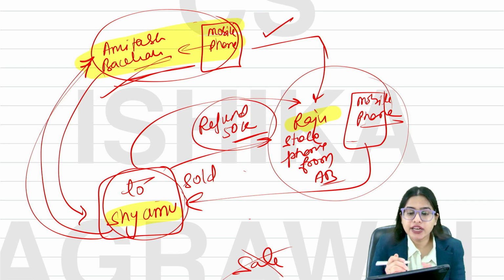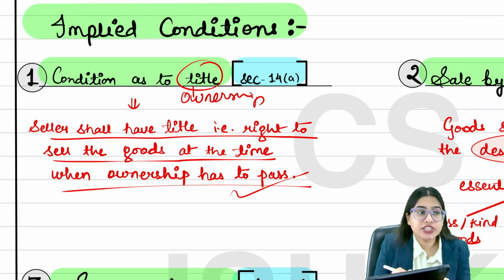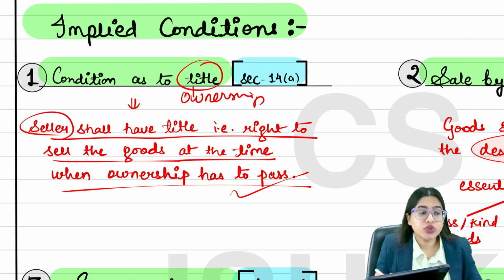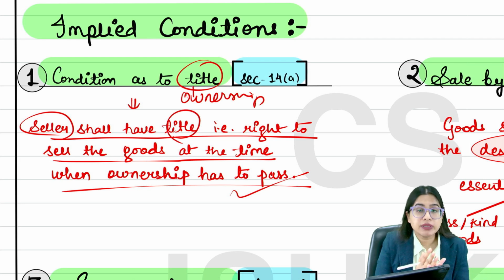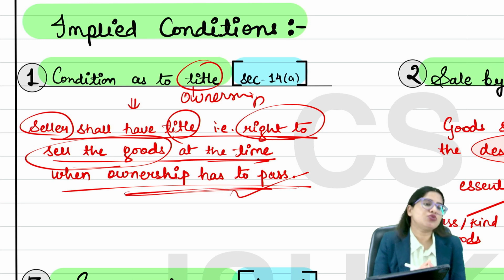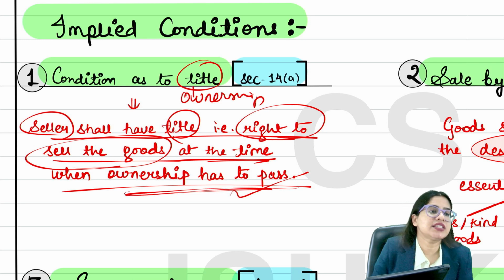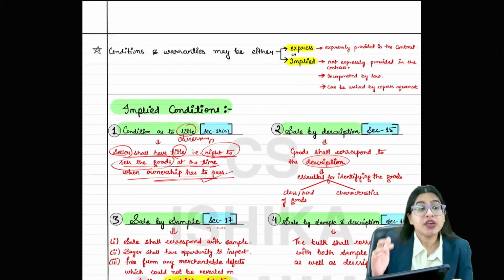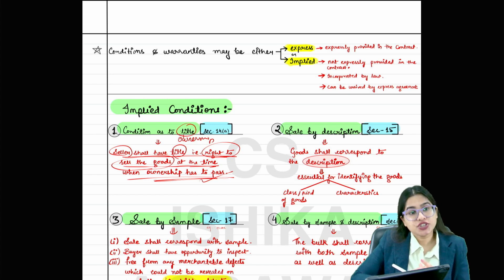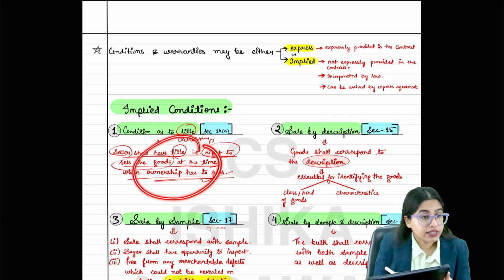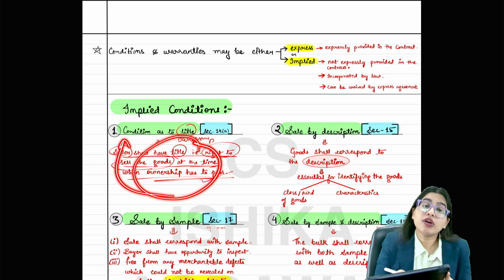Are you understanding? So there is an implied condition as to title, which means if I am selling this phone, then I should have the title. Title means I should have the ownership. That is, I should have the right to sell the goods when ownership is to pass. Are we clear with this? This is the condition as to title. You know what? This is an implied condition. This same stipulation is a warranty also. This title is a condition also, and it is a warranty also.